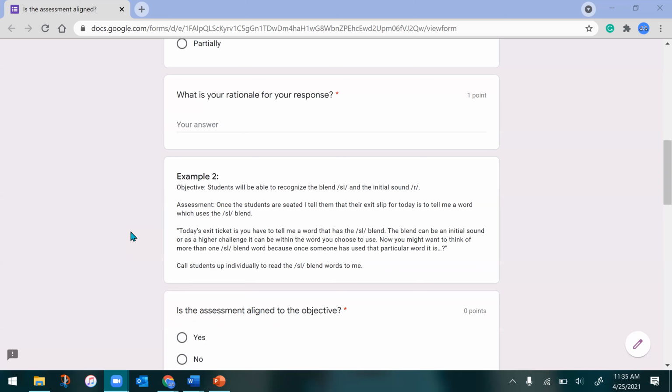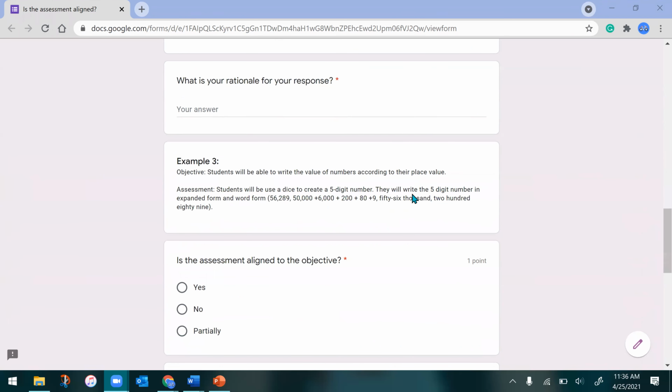And this is partially aligned because there are 2 skills in the objective. We have an SL blend and an R blend, and the teacher only assessed the SL blend. When assessing an objective, you want to make sure that you assess all parts of the objective so you know exactly which students have met the objectives and which students still need extra support in small groups or intervention.